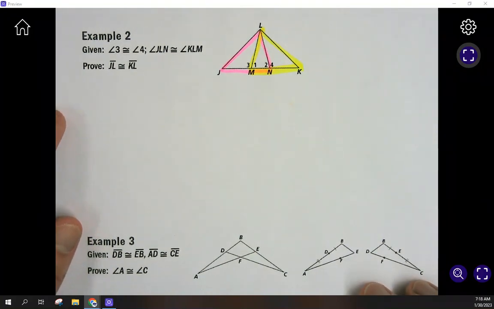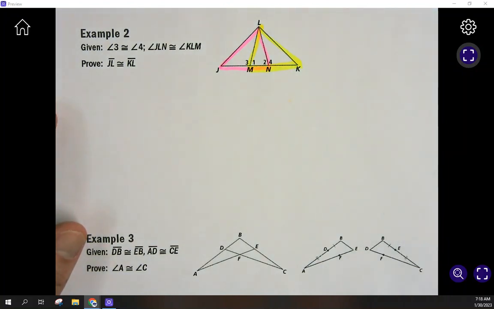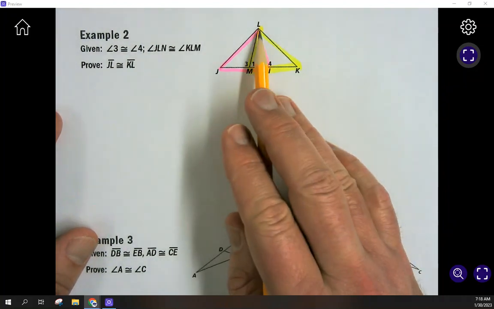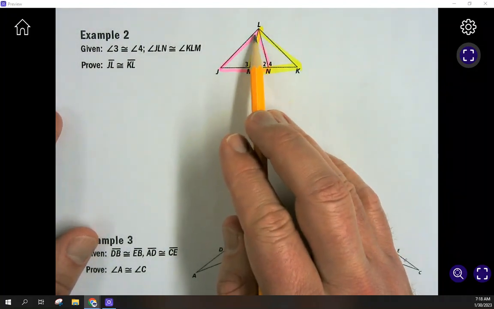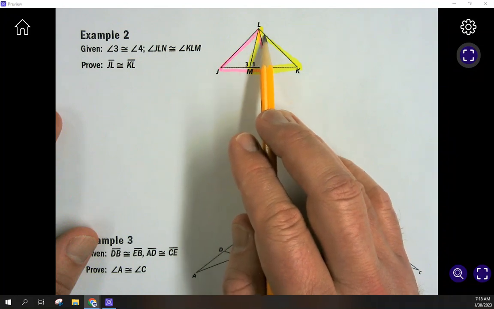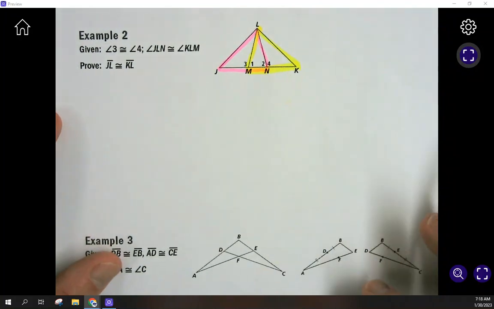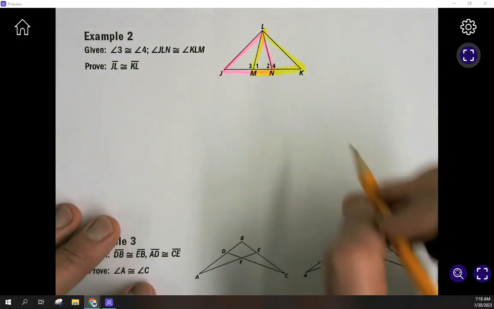They do overlap slightly, but we're not going to be using a reflexive property in this one because there is no angle that shows up in both, and there is no side that shows up in both. There's a piece of a side, and there's a piece of an angle, but this full angle L is not the top of this triangle. And it's not the top of this yellow triangle either. You kind of would have to piece them together. So no reflexive on this one.